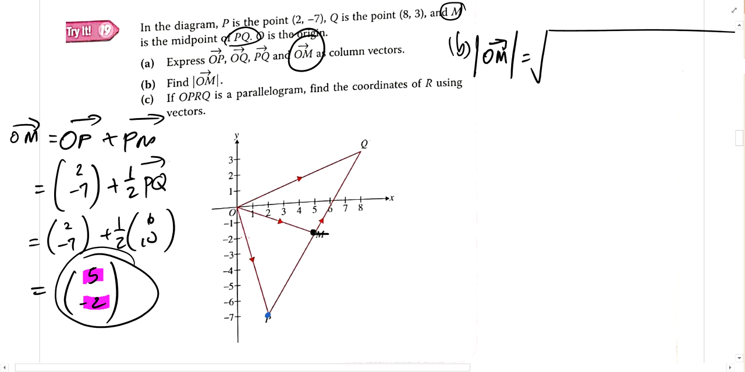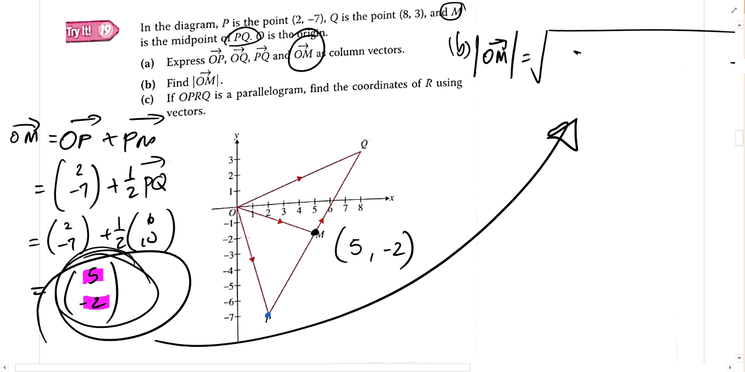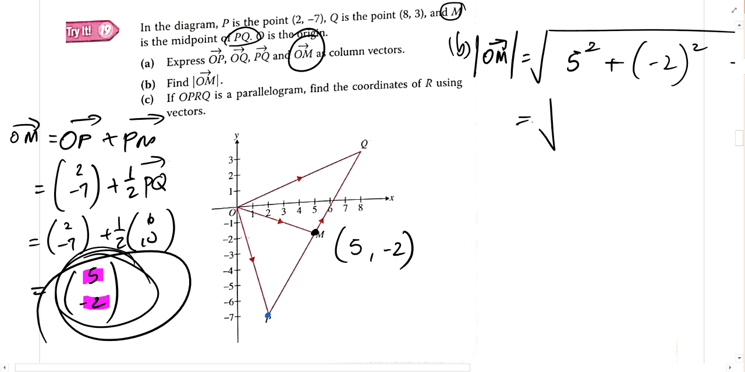M is here. So the coordinates we found out to be 5 and negative 2. Then we can use this information, plug it over here. 5 square plus negative 2 square. That gives us square root of 25 plus 4, 29. There you get your 3SF.